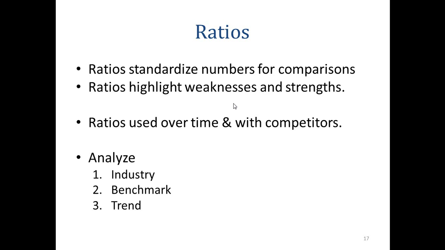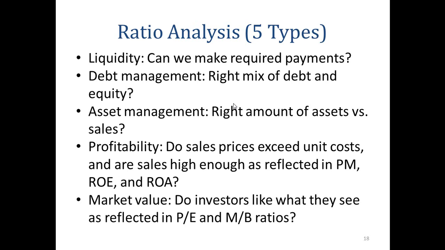There are 5 basic ratios that we're going to dig into, 5 categories: liquidity, debt management, asset management, profitability, and market value. Real quickly, in summary, liquidity ratios look at how easily you can move current assets into cash, and how quickly and how easily we are able to pay off our current debts.